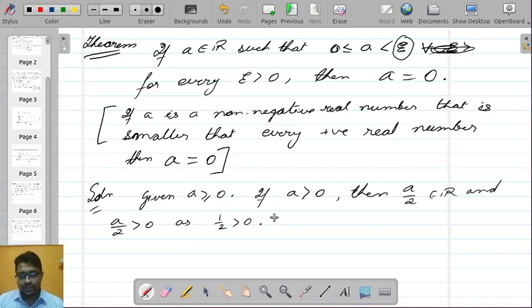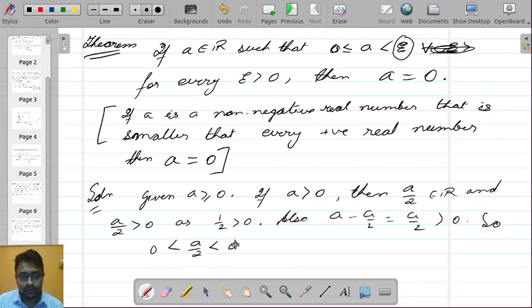So we have something like 0 less than a by 2 less than a. We have got a by 2 greater than 0. Also a minus a by 2 is equal to a by 2, which is greater than 0. So we have got 0 less than a by 2 less than a.